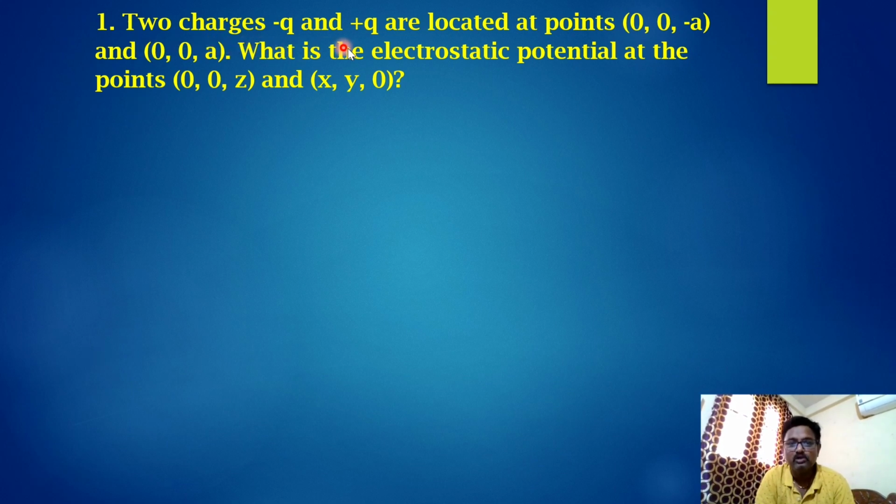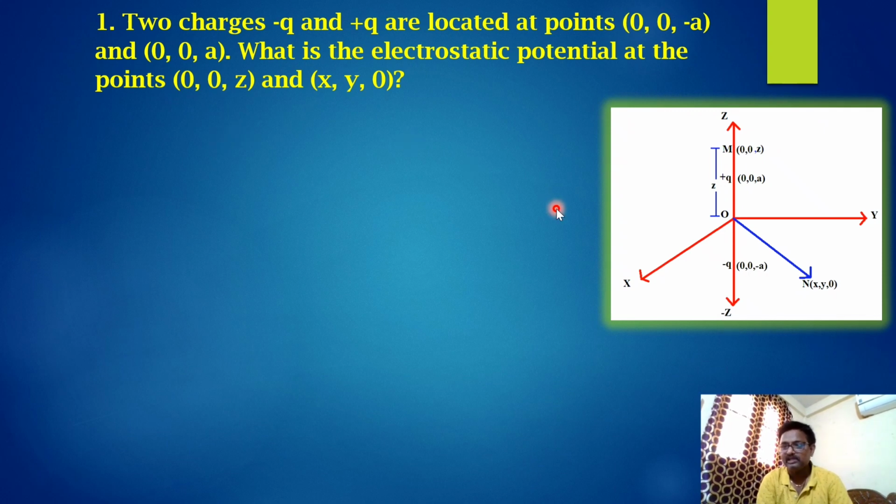Two charges minus q and plus q are located at points 0, 0, minus a and 0, 0, plus a. Look at the figure. Here are two charges, one is minus q and another one is plus q, located along the z axis. Minus q is located at 0, 0, minus a and plus q is located at 0, 0, plus a. What is the electrostatic potential at the points 0, 0, z and x, y, 0?